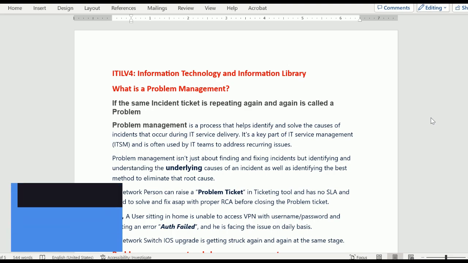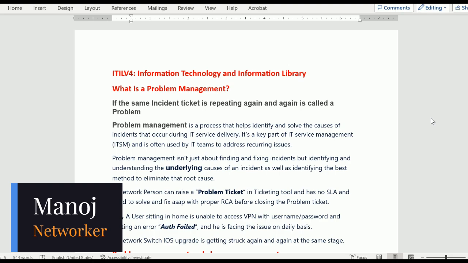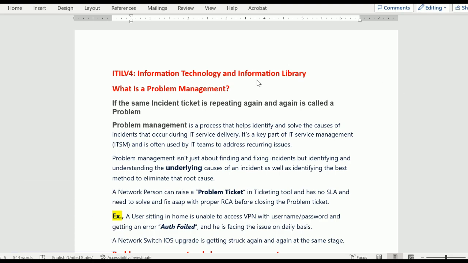So today I will talk about problem management. Basically, problem management is an integral part of your ITIL version 4. ITIL stands for Information Technology Infrastructure Library.